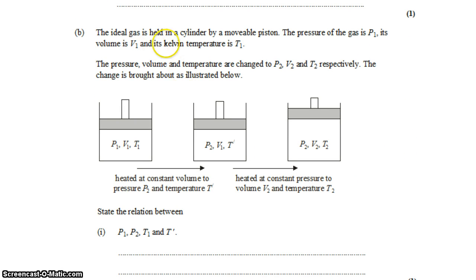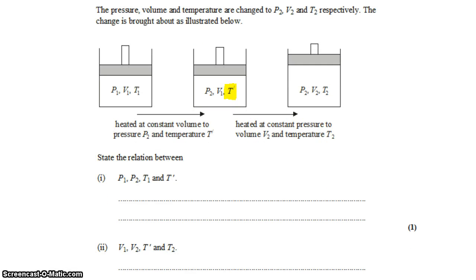Next up, we have an ideal gas held in a cylinder by a movable piston. The initial pressure, volume, and temperature of the gas are P1, V1, and T1. They're changed to P2, V2, and T2 respectively, but it's brought about in a two-stage process. First, the container is heated at a constant volume, so the volume of the container doesn't change, but the temperature does, to an intermediate temperature T prime. Then it's heated at a constant pressure until we reach our final temperature, T2.